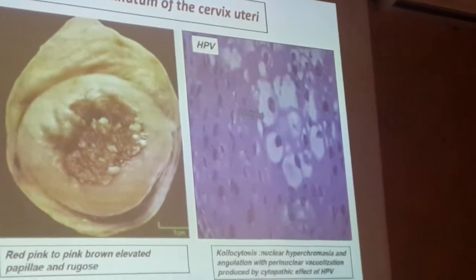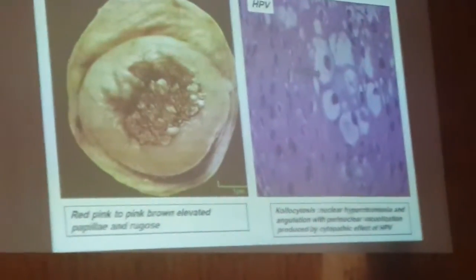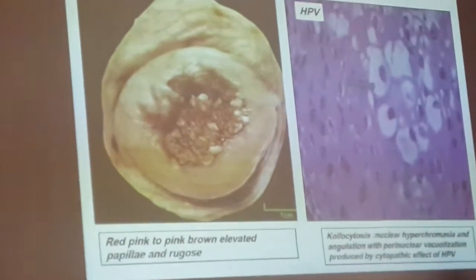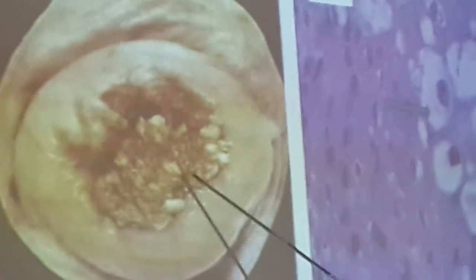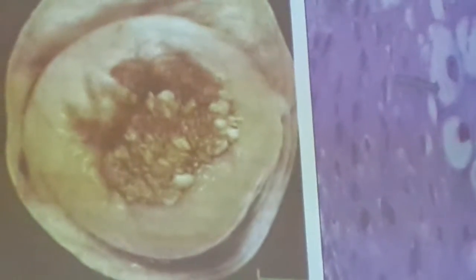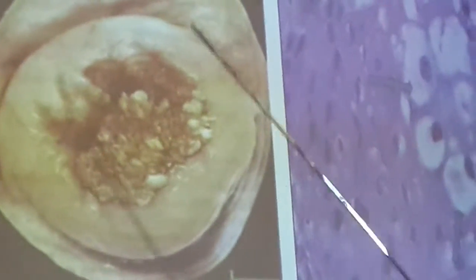Can you see this? This is condyloma acuminata of the cervix. Grossly what will you find? Red, pink to pink-brown, elevated papillae and rugose surface. This is the cervical opening. This is condyloma acuminata, with red, pink to pink-brown, elevated papillary projections.